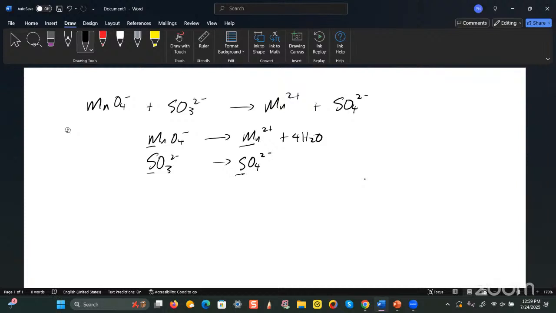To which side would you add water molecules and how many would you add? Left side. How many? Exactly. Okay, very good. All right. So that's that step. You balance the oxygens by adding water as needed to the appropriate side. Okay. Next step. What's the next step?